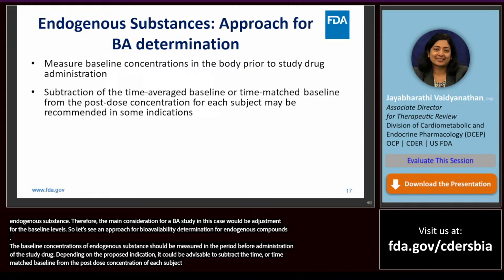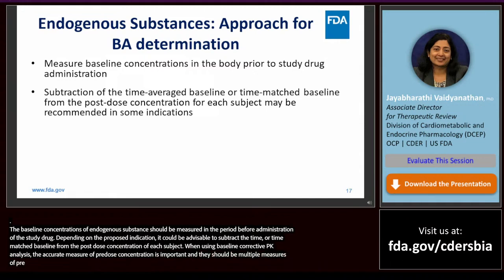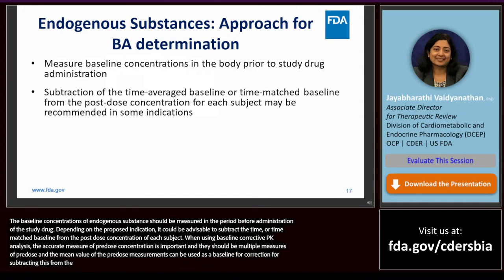When using baseline-corrected PK analyses, the accurate measure of pre-dose concentration is important, and there should be multiple measures at pre-dose. The mean value of the pre-dose measurements can be used as the baseline for correction by subtracting this from the total concentrations measured from each subject after the drug has been administered.